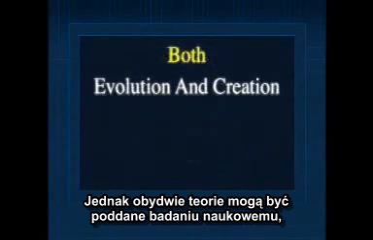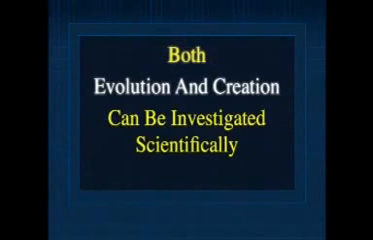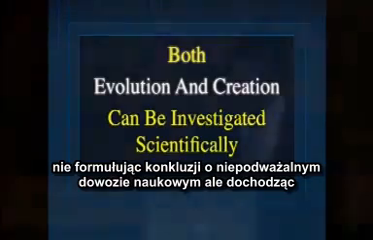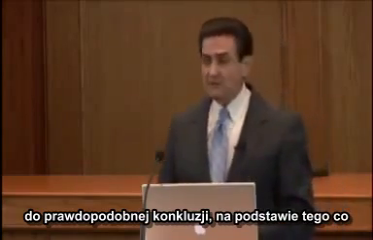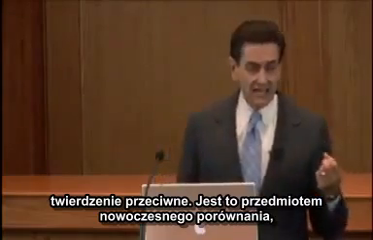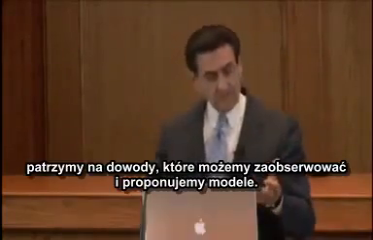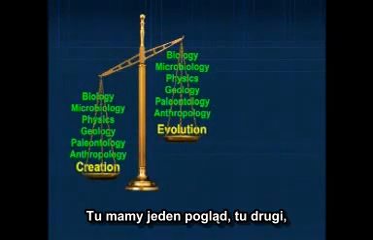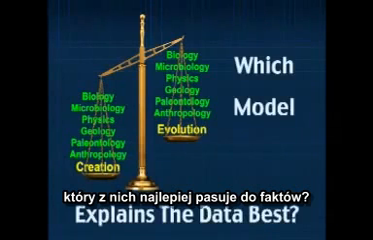However, both of them can be investigated scientifically, as we illustrated in the beginning of the presentation this evening, not reaching a conclusion that says proof, it is absolutely certain, proved scientifically, but reaching a probabilistic conclusion. This is more likely. This is more scientific than the other. This is under the heading of model comparison. We look at the evidence that we can see, and we propose models. Here's an idea, here's another idea. Which one fits the facts best?